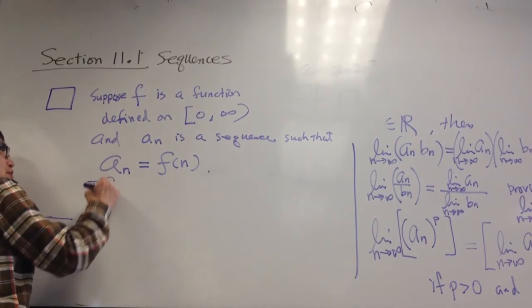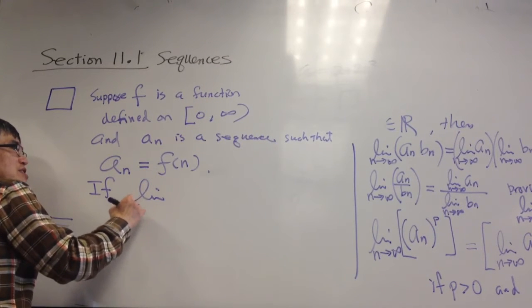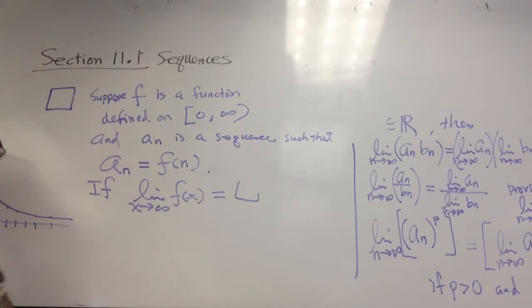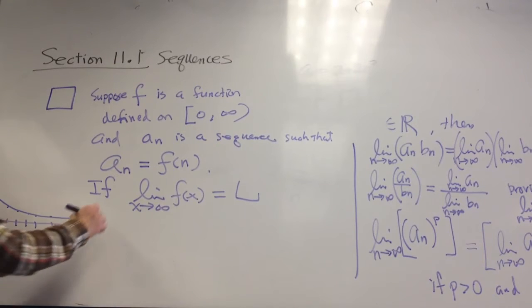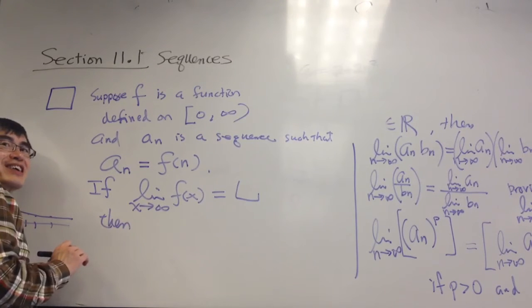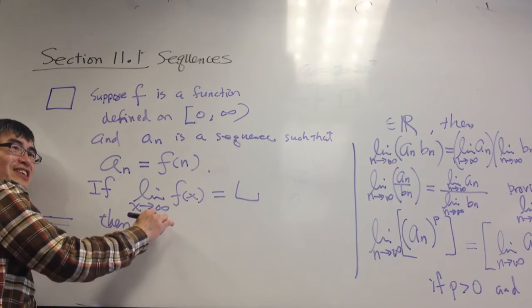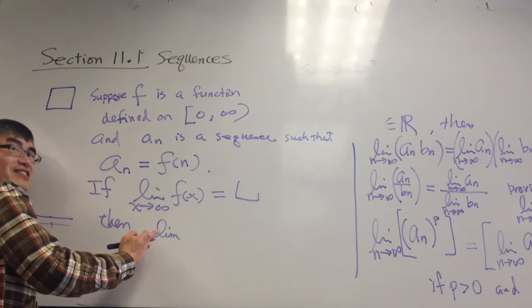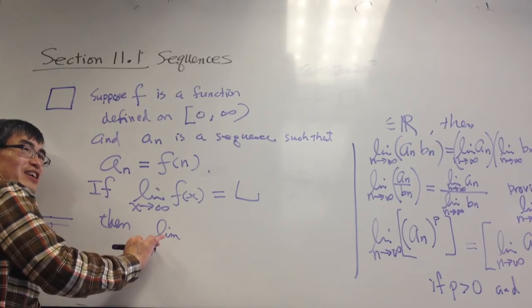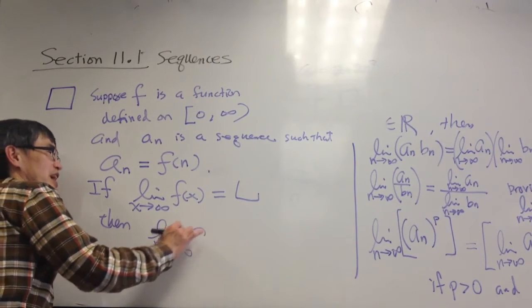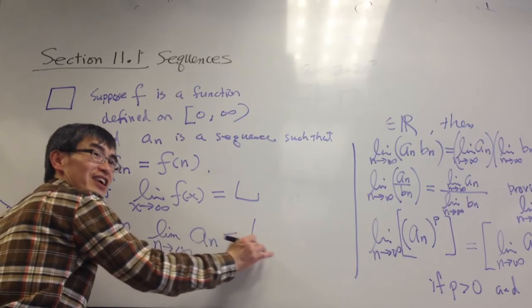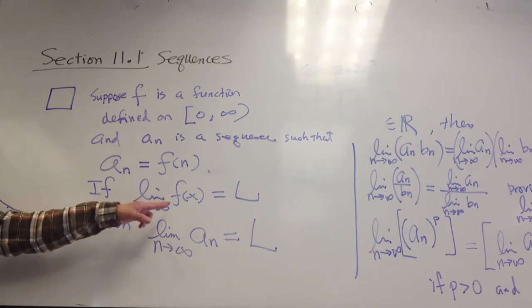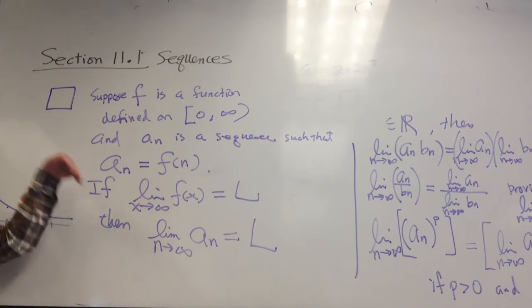Now, if you're sure that the limit as x goes to infinity of f of x, some concept that you learned from last semester, right? Then, what am I going to write? What do you think I'm going to write? The limit as n goes to infinity, an is equal to what? L. Isn't that convincing? I mean, what do you mean by limit f of x is L?